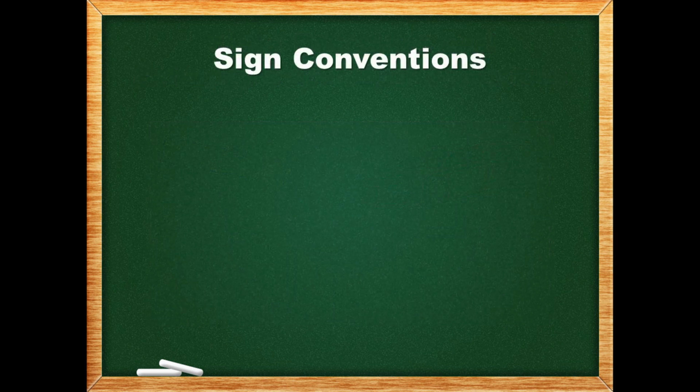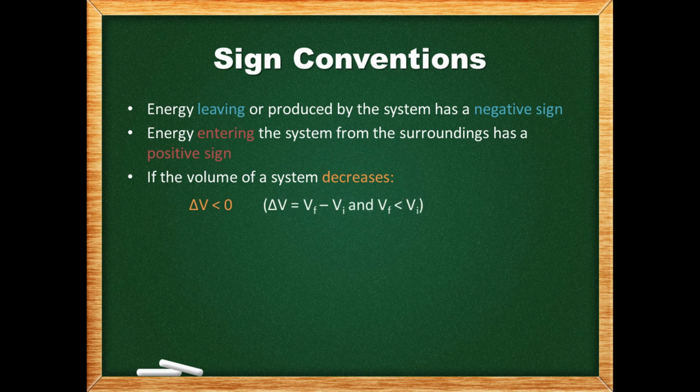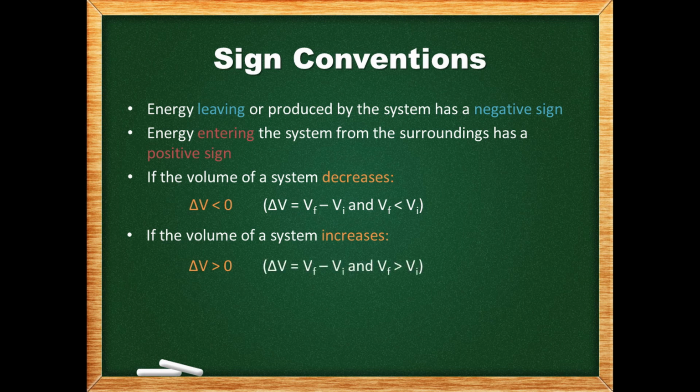Now let's take a look at sign conventions, which will be similar to the ones discussed for enthalpy. Energy leaving or produced by the system has a negative sign, while energy entering the system from the surroundings has a positive sign. If the volume of a system decreases, the change in volume, delta V, will be negative. This should make sense considering the change in volume is the final volume minus the initial volume, and if the volume has decreased, then the final volume is less than the initial volume. If the volume of a system increases, then the final volume will be larger than the initial volume, and delta V will be positive.